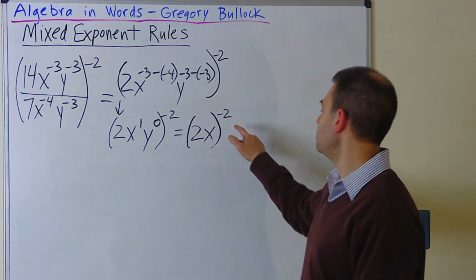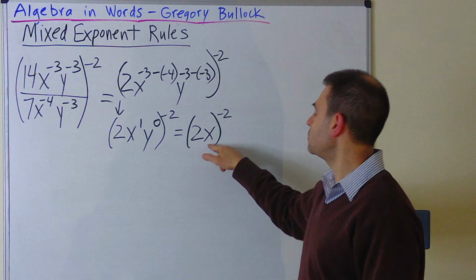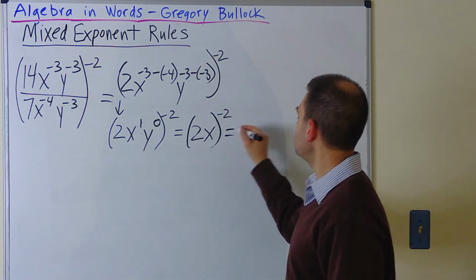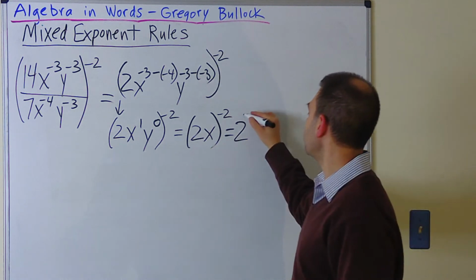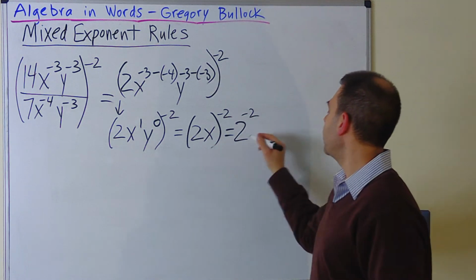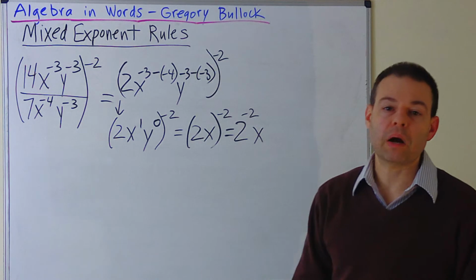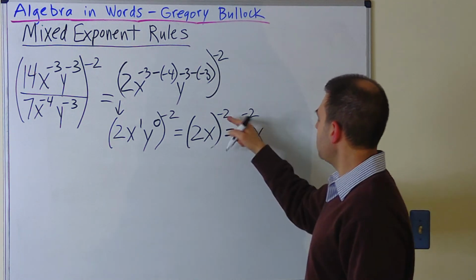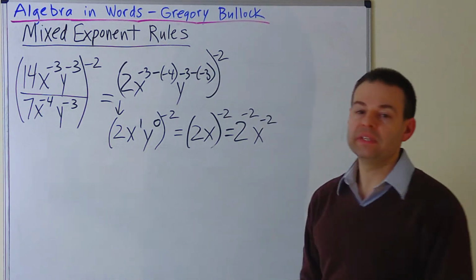And we're going to distribute this exponent to each factor inside. So I'm just going to show that it's going to be base of coefficient 2 raised to the negative 2, and x, which has an unwritten power of 1, to the negative 2, times negative 2, which is going to be negative 2.